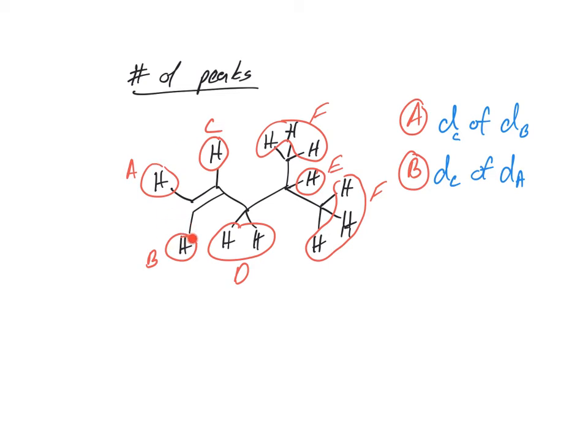All right, so B can hear A, and B can hear C. So B gets turned into a doublet by C, and also gets turned into a doublet by A. So it's a doublet of doublets.